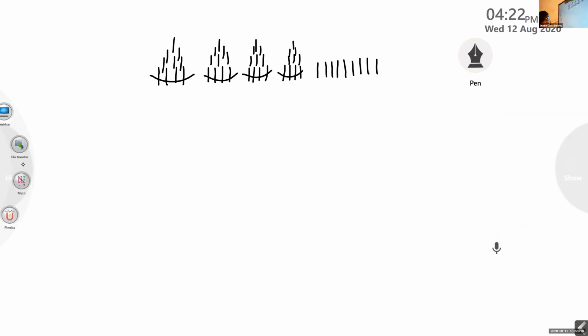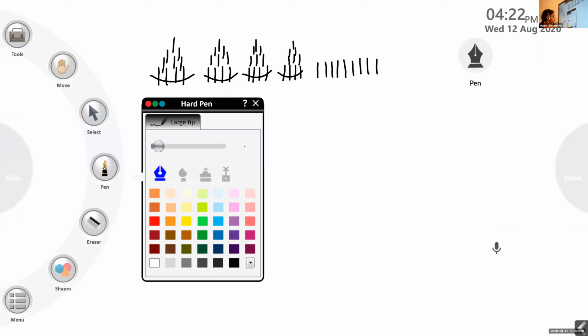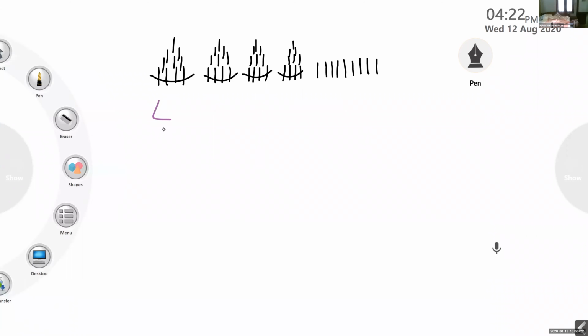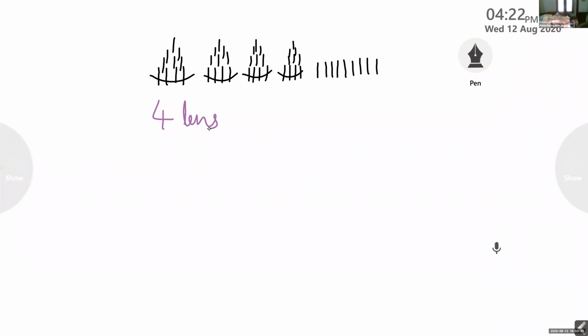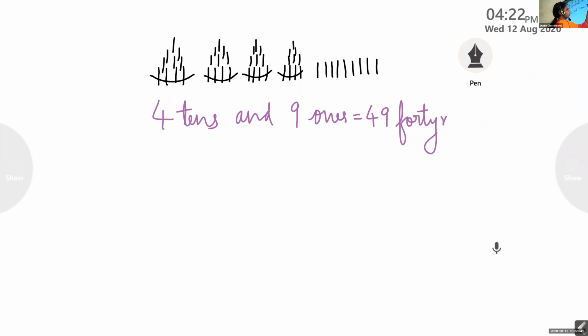So we have 4 tens and 9 ones. The number is 49. Spelling of 49. F-O-R-T-Y, 49.